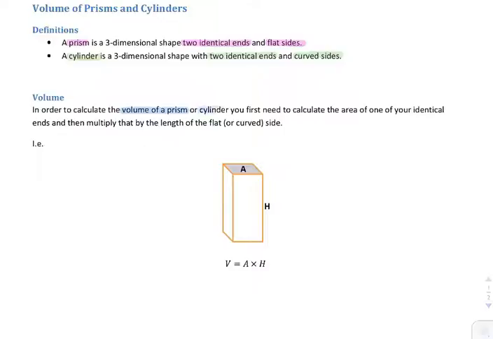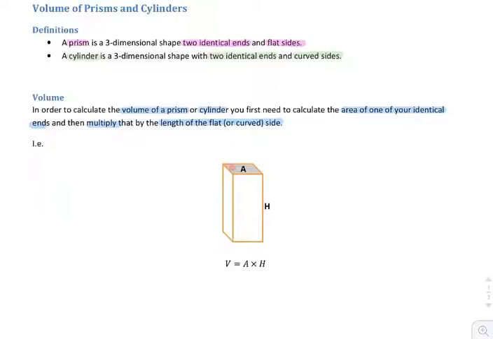So in order to calculate the volume of a prism or a cylinder, you need to calculate the area of one of your identical ends. So you've got two identical ends. If you calculate the area of one of them and then multiply by the length of the flat or curved side, you will determine the volume of a prism or a cylinder. We're going to look at a few examples of calculating the volume of some prisms and cylinders.